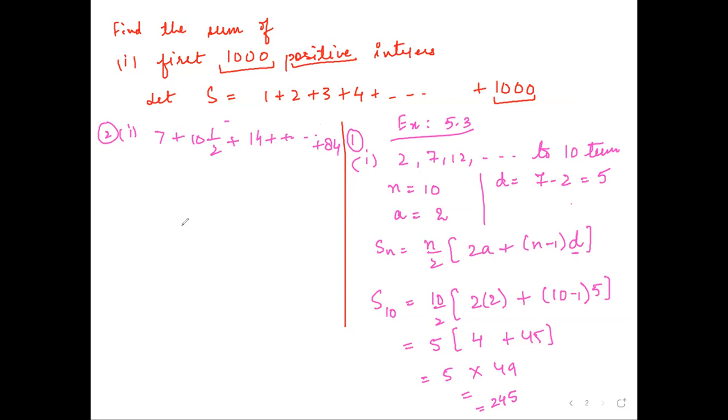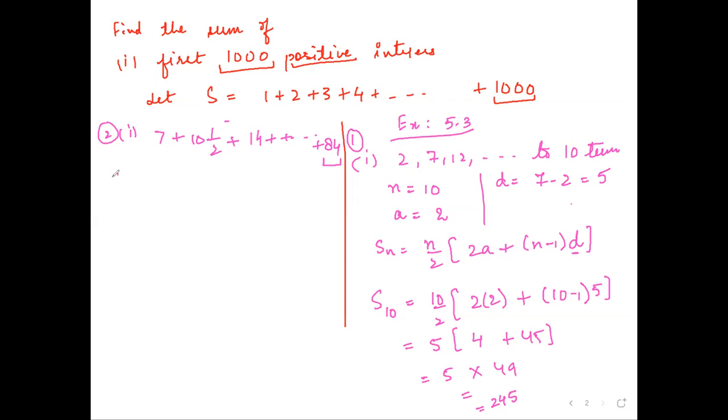n by 2, 2a plus n. Yeah, tell me the formula. Martin, which one should I use here? n by 2, 2a plus n minus 1 d. Okay, if I use that formula here, where will I use this 84? You know, some information is given, you have to make use of it. Okay.